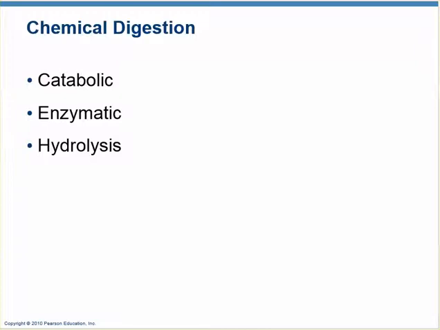And all of those chemical reactions are hydrolysis. It's basically adding a water molecule into the bonds that cause the bonds to break. So you add an H to one side and an OH to the other, and you cause the chemical breakdown of the food molecules, the complex food molecules.